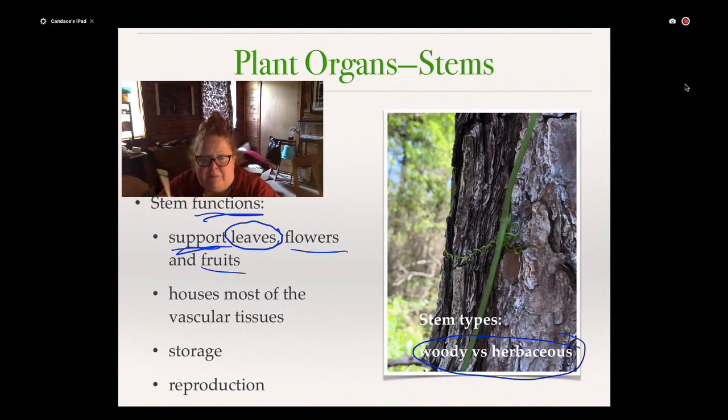Most of the vascular system of the plant is going to be housed within the stem. So whether it's an herbaceous stem like this one or a woody stem like this one, most of the vascular tissue is going to be in there. There's a lot of storage of water and of carbohydrates and lipids within the plant in the stem. And we're going to see that for some plants, the stem acts to help in reproduction, which is not in all plants, but in certain ones. So it's kind of a different function of the stem.